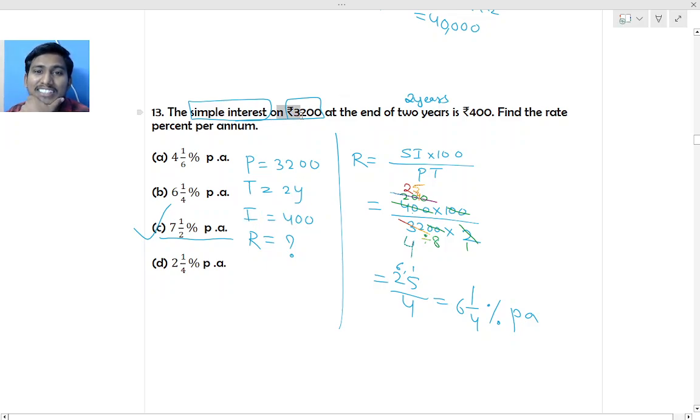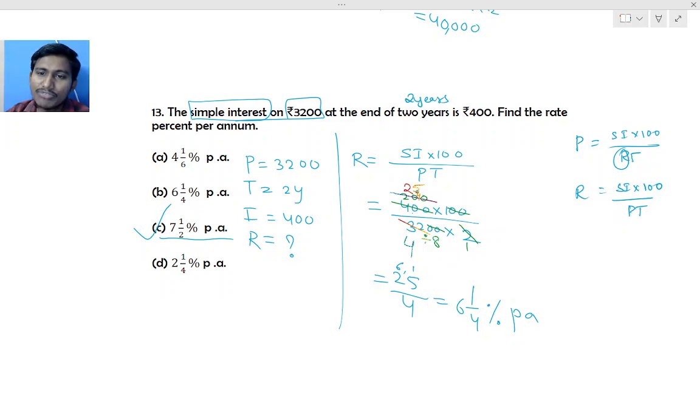On means that is the principal, 3200. Principal is how much? 3200. Find the percentage per annum for 2 years. Time is how much? 2 years. Percentage means rate of interest, R, we have to find. I told you yesterday we did it for P. Principal, how did we find? Simple interest into 100 divided by RT. If you want to find R, we have to divide simple interest into 100 by PT.